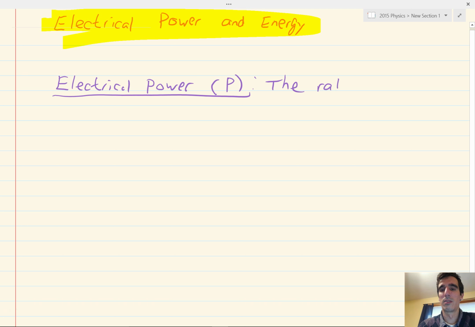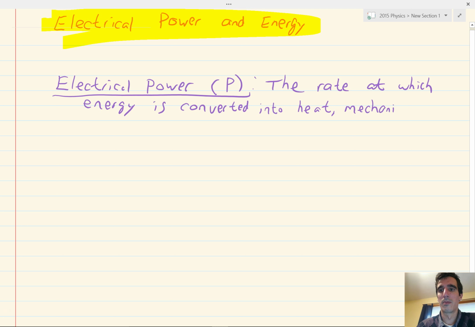The rate at which energy is used. And we'll say converted instead of used. Typically, it's converted into, so we'll say converted into heat, mechanical energy, and typically for us when we look at light bulbs, it's converted into light, which is generated from heat.